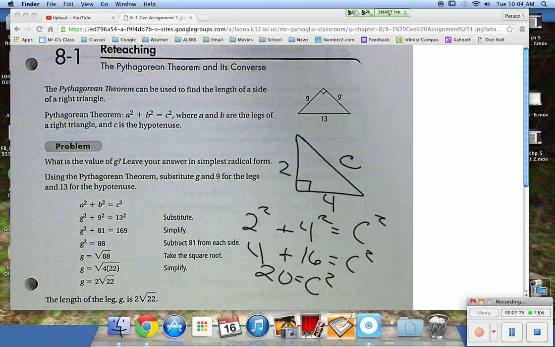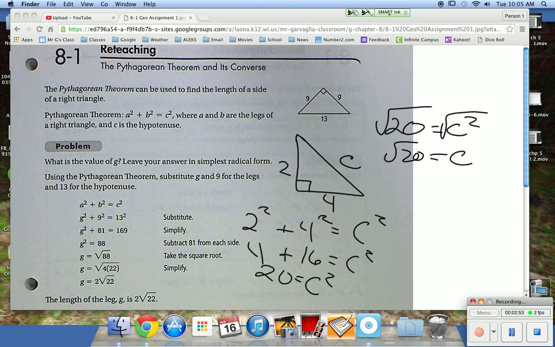Is it a plus or minus when we do the square root? Always plus, because we can't have a negative side, right? Not unless it's a C, which goes with Cade, and then it can be negative. Just kidding. All right. So we're going to have 20 equals C squared. We're going to do the square root of both sides. The square root gets rid of the square, leaving the square root of 20.